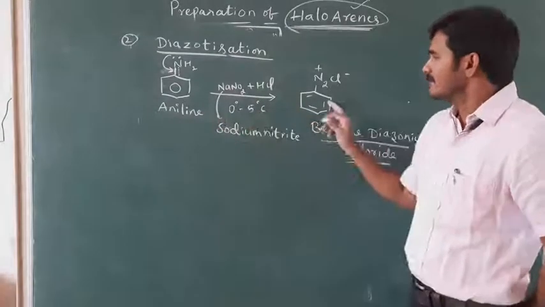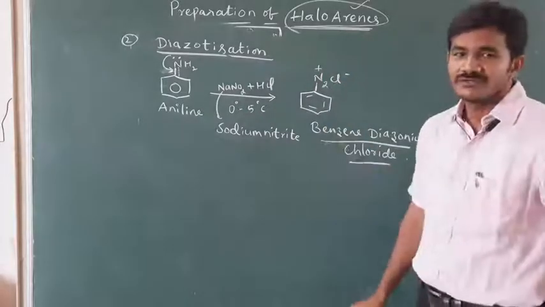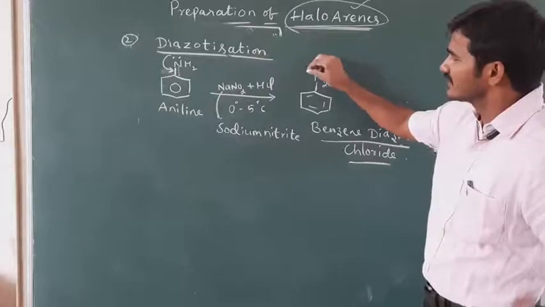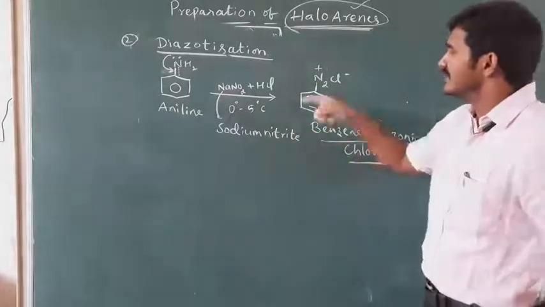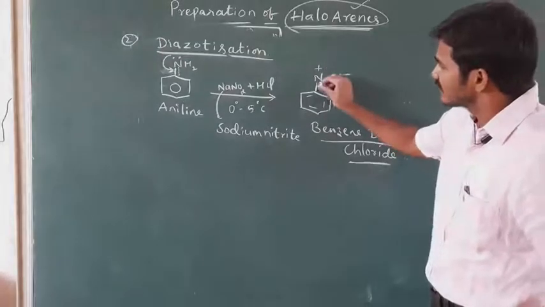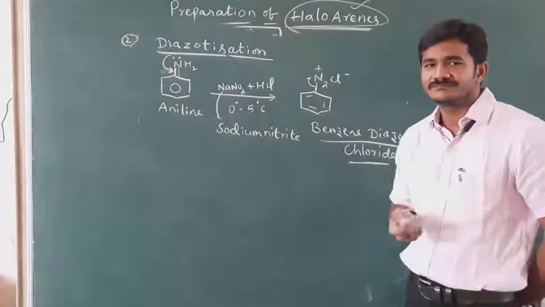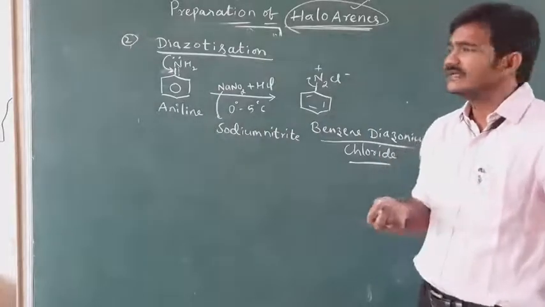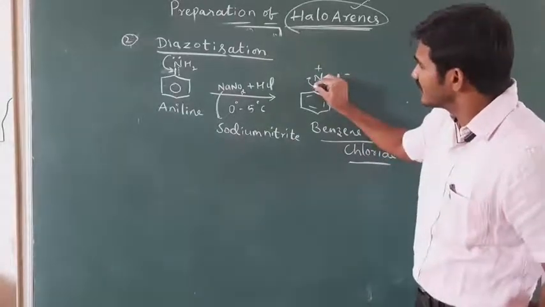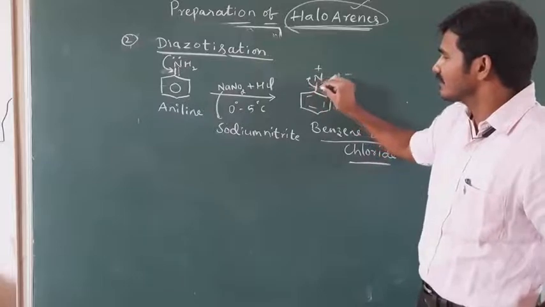Compared to aniline, in benzene diazonium chloride this C-N bond is very weak. Why is it weak? Here the nitrogen does not have a lone pair in resonance. Instead, it has a positive charge. When it has a positive charge, it tries to take the electrons towards itself to become neutral. Nitrogen is electronegative and cannot bear the positive charge. That's why it tries to take the electrons from the C-N bond, so that the bond can be broken easily.